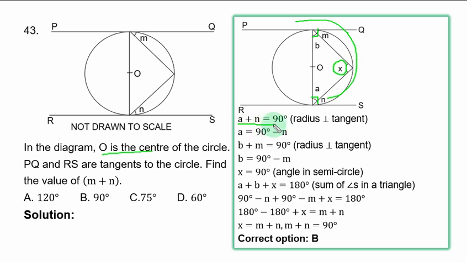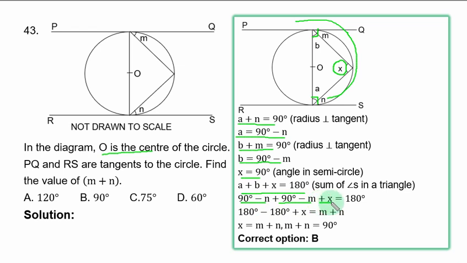We don't need A, so let's make A the subject. So A is equal to 90 degrees minus N. B plus M, 90 degrees. We don't need B, so let's make B the subject, and B is equal to 90 degrees minus M. Then S is equal to 90 degrees, angle in semicircle. In that triangle, if you add the 3 angles A, B, and S, the sum is 180. So this is the value of A, this is the value of B, and you have M.